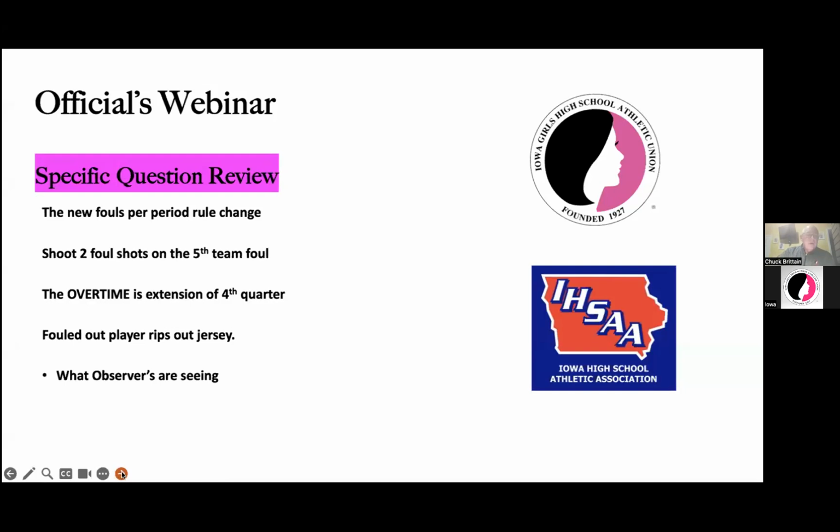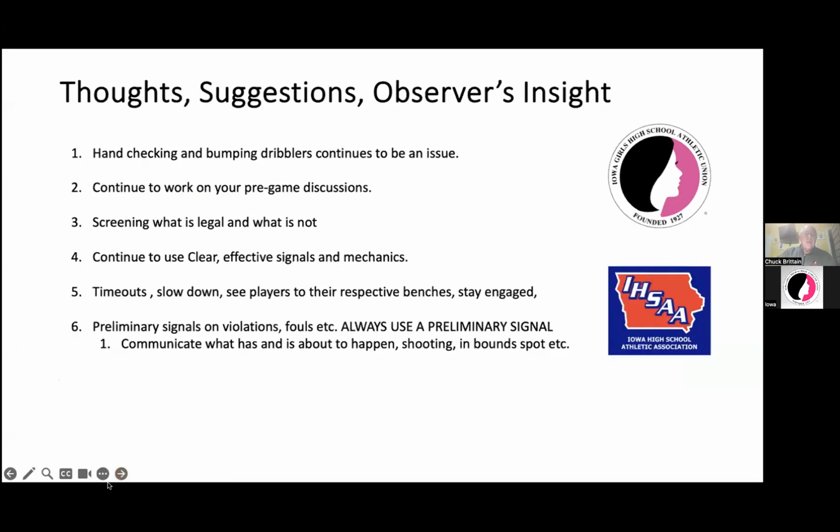Kind of wanted to go into what some of the observers are seeing and telling us, and maybe some thoughts and some insight. They're telling us that hand checking and bumping dribblers still continues to be an issue. So get them off those dribblers and make them play defense.